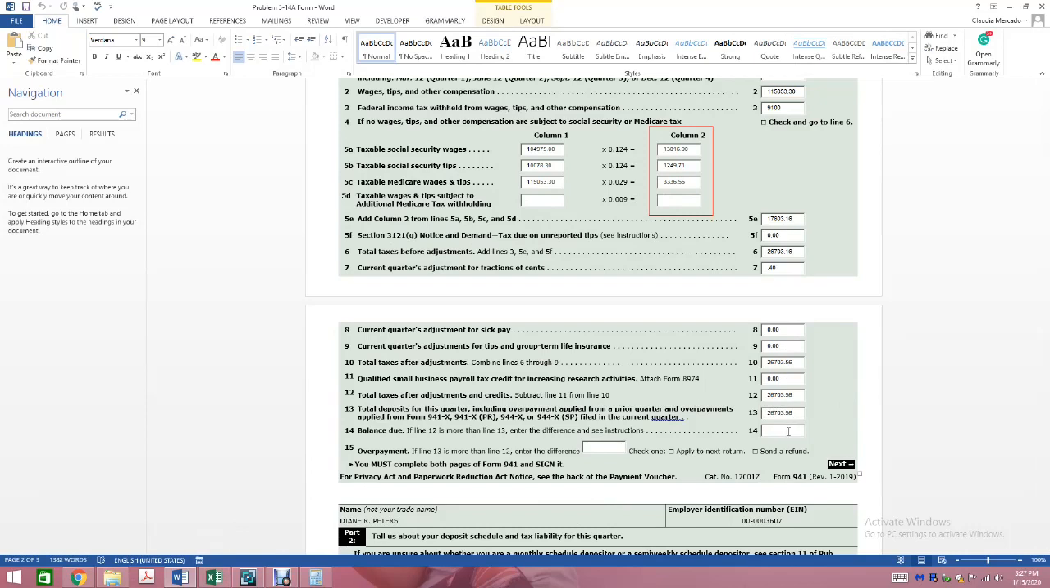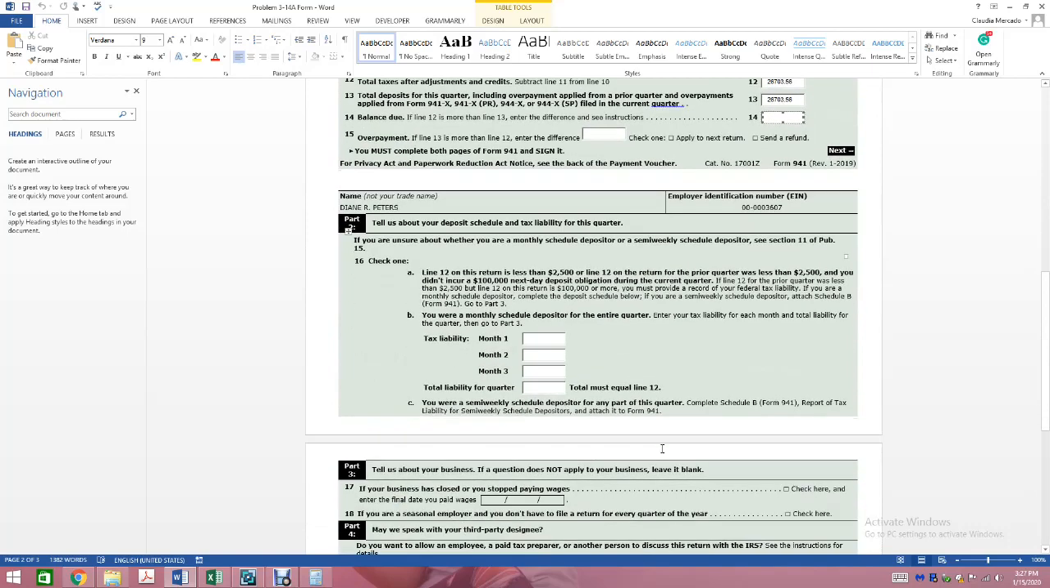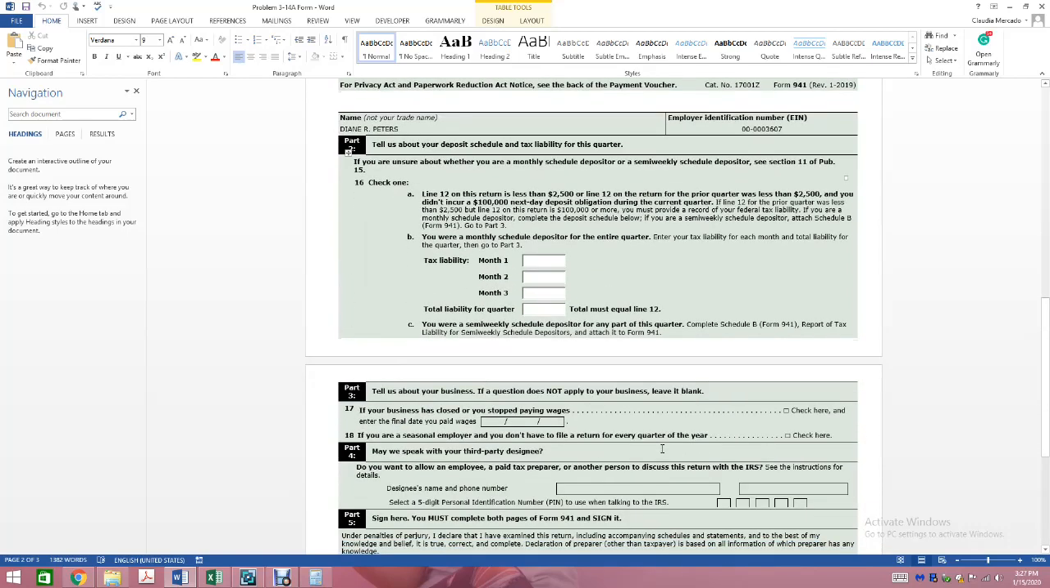Balance due. We don't have a balance due. We've paid it all. Okay. And we don't have any differences here. Okay. Now, here it gets a little bit confusing. We've already calculated the amount of our taxes. Now we have to split it by month. By month 1, by month 2, and by month 3. Okay?